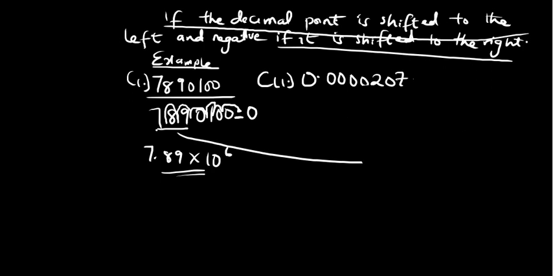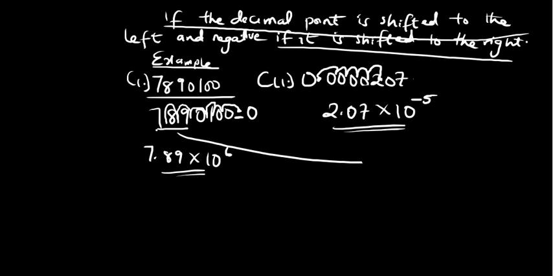Now let's do the second question. To express this one like the previous one, we are going to shift to the right. And I told you that when you shift to the right, the power of 10 will be a negative number. So let's count: 1, 2, 3, 4, 5. We now have 2.07. We shifted it 5 times, to the right side, so it will be 10 raised to power -5. This is how we do it.